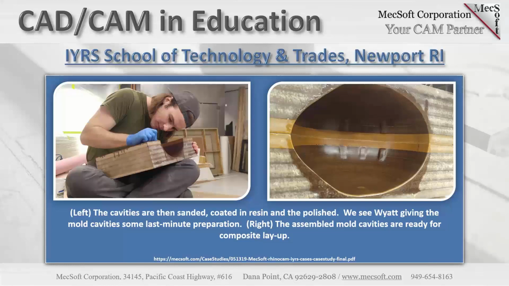So here on the left, we see Wyatt tending to his cavity molds. They're made out of 6 layers of MDF material, each side cavity. And what he's doing, he's preparing it for composite layup. So after it's machined out, he sands it, and then he polishes it, coats it in resin and then polishes it, and then sands it some more and gets it ready for the composite layup.